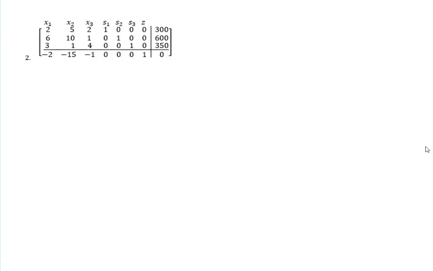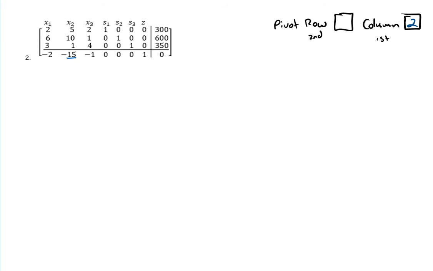I'm just going to put it to the side: pivot row, and then column. Remember that the pivot column is found first, even though they usually list row and then column. The column is found by looking at your bottom row and seeing the most negative entry. I see negative 15 is the most negative, so column 2 is the column that we will be pivoting.